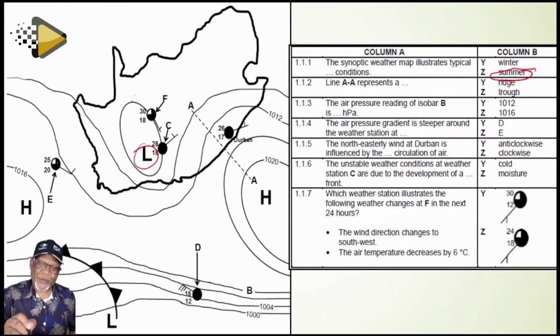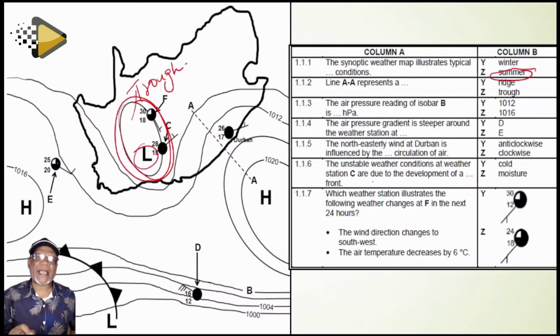And you can see this L here, you can see the isobars here. They are not just round, they are a little bit oval. So when you see an elongation, what do you call this? We're going to call it a trough. What is a trough? It is an elongated low pressure cell. But what is the name of the trough that we experience in the interior of South Africa, especially during summer? It is called a moisture front. This is a trough. It is an elongated low pressure cell.